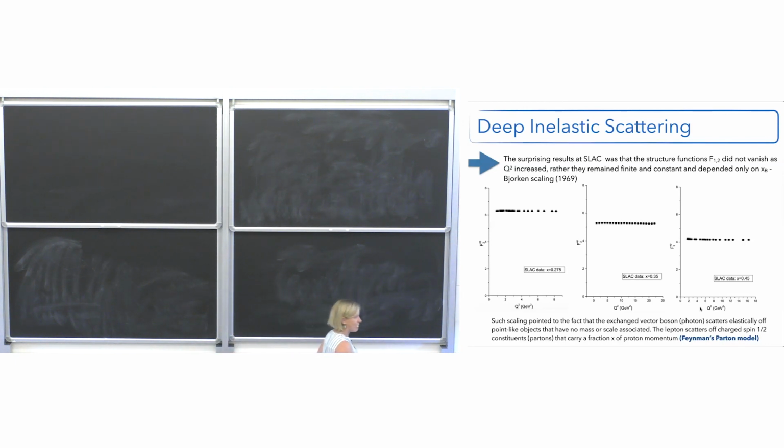So it's as if the lepton scatters off charged spin-1/2 constituents, and this is because of the relation between F1 and F2, that carry a fraction x of the proton momentum. Okay, this was the Feynman-Parton model, and that was described already.